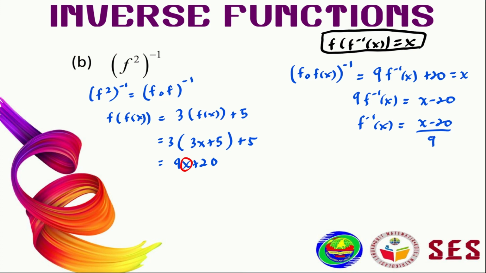Therefore, what we have just obtained is the inverse of the composition of f with f, which equals x minus 20 over 9. All right, so that's all for this part.